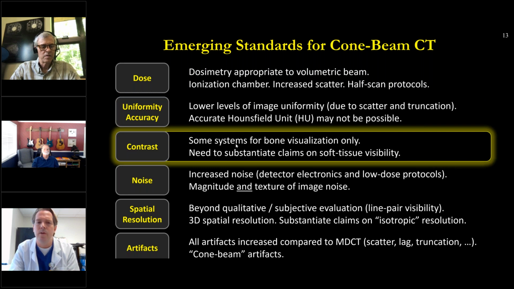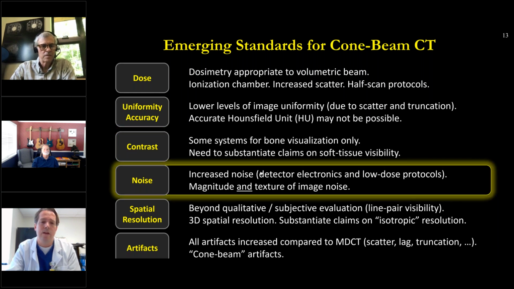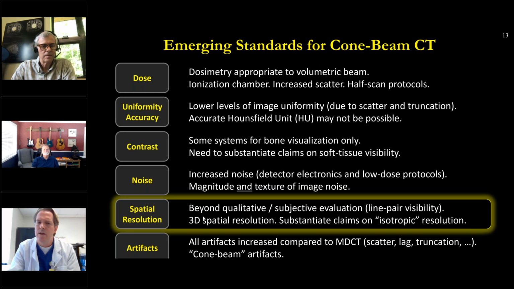Contrast tends to be suitable in most systems for bone visualization only, but there are systems emerging, of course, that need to substantiate claims on soft tissue visibility. The noise, as we said, tends to be higher in cone beam, and we need to have a more quantitative view of the role of low dose protocols and the electronics noise. And as we'll see, that describes new metrics, what John said is the noise power spectrum, that defines both the magnitude and the texture of the noise in order to give that level of quantitation.